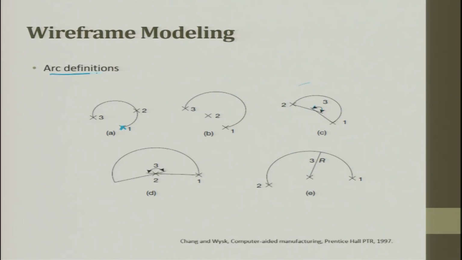So then let us define an arc. I have already told you: start point, end point, midpoint; start point, end point, and then you can fix the center. You can also say start point, end point and the included angle, or start point, center point and the included angle, or start point, end point and the radius. So, these are different ways of drawing an arc.